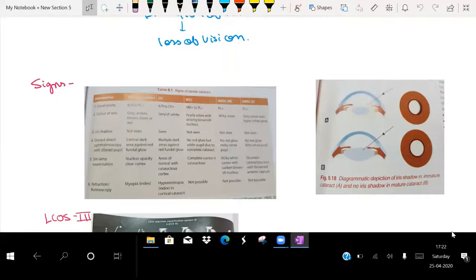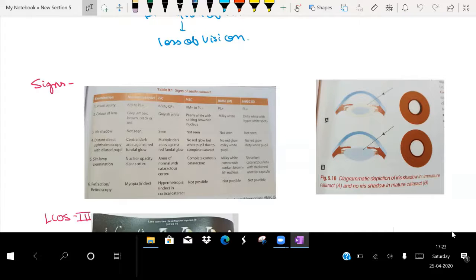Moving on to the signs of senile cataract. Now this is a table I have picked up from the textbook. You can also refer to it as well. Now we are seeing the difference between the various stages of maturation. There's nuclear cataract, immature senile cataract, mature senile cataract, hypermature senile cataract M, and hypermature senile cataract S. Okay, so firstly, visual acuity.